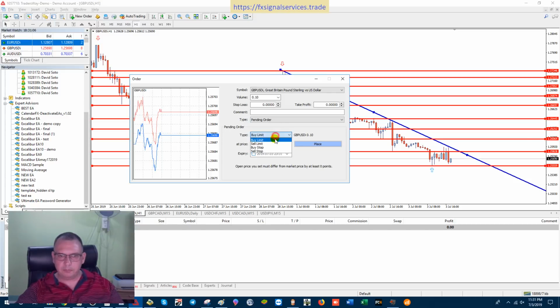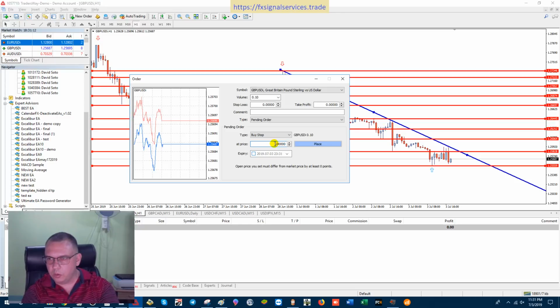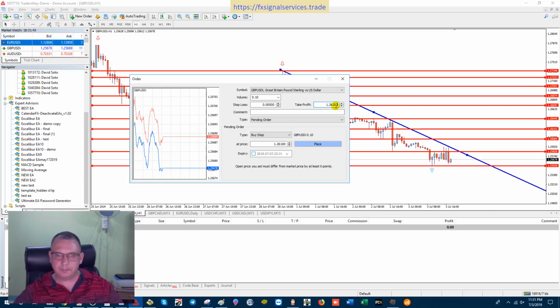It's going to be a buy stop, and I'm going to place this at 1.26 100. I'm just going to do 100. Make this pretty simple, right? And then for take profit, I'm going to put 1.26 200. It might be a bit much, but I'm going to run with that.